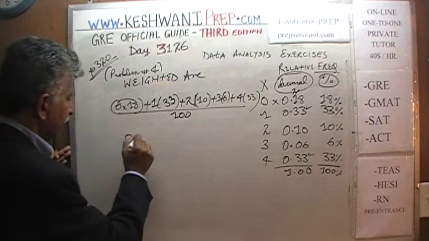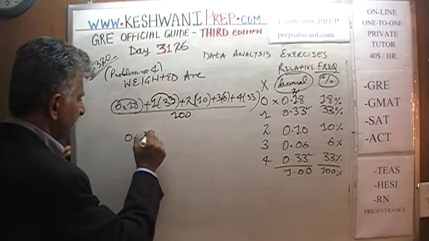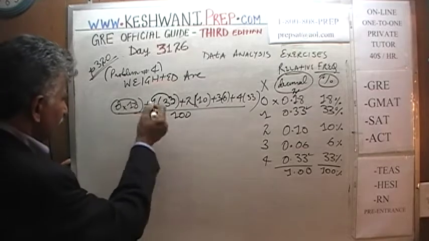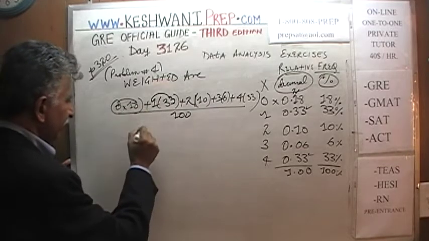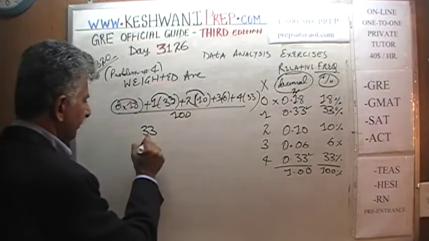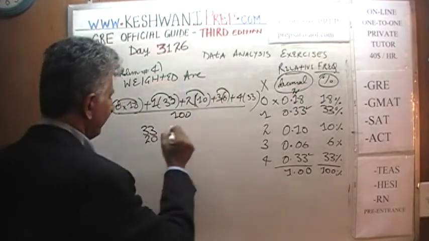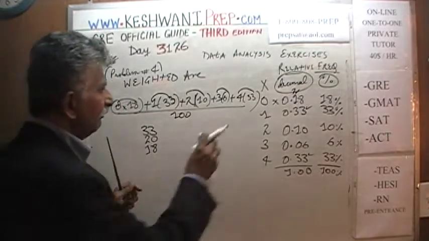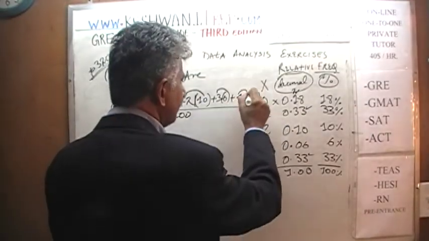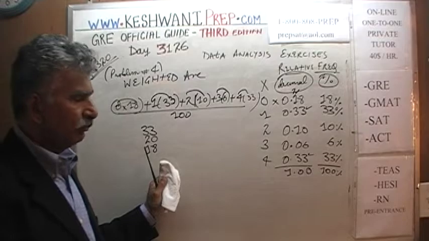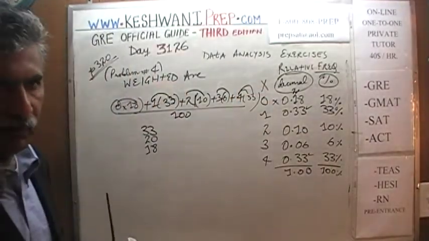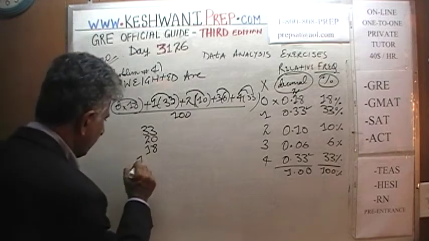0 times 18 is just a big fat 0, 1 times 33 is just 33. Why don't we write them vertically, let's just do it vertically. So this is just 0, then we have 33, 2 times 10 is going to be 20, 3 times 6 is going to be 18, and finally 4 times 30 is 120, and 4 times 3 is 12, 120 and 12 is going to be 132.